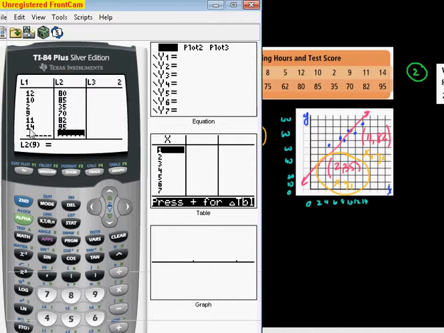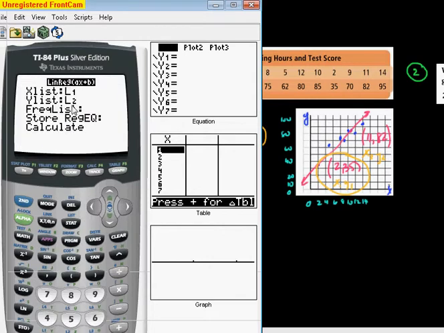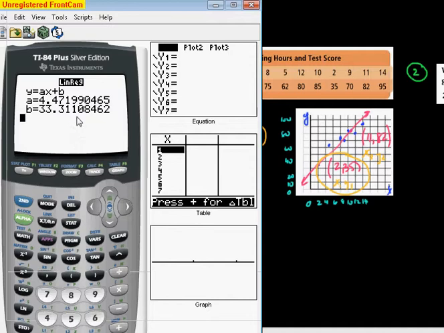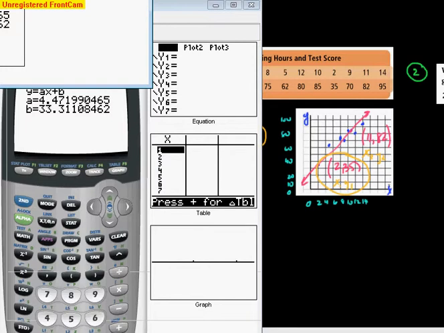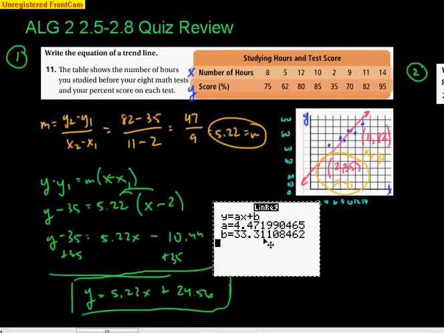Once my lists are complete, go back to Stat, go over to Calc, and go down to the 4th selection for the linear regression. My calculator asked me all this stuff. Make sure list 1 and list 2 are x and y. Go down to calculate. Just press enter. And here we go. So 4.47x plus 33.31. Actually, here's what I'll do. Screen grab. Copy that. And it should paste right in here. Yep. And there we go.